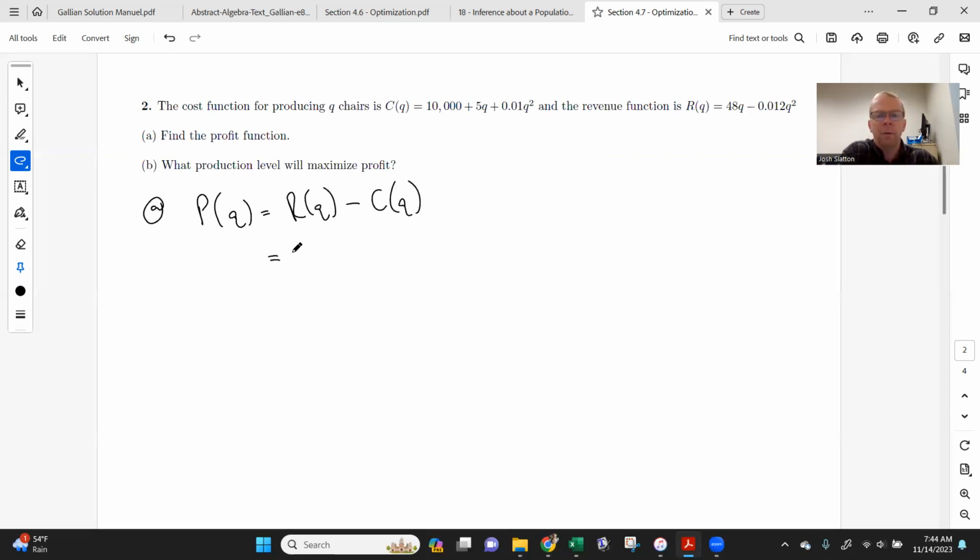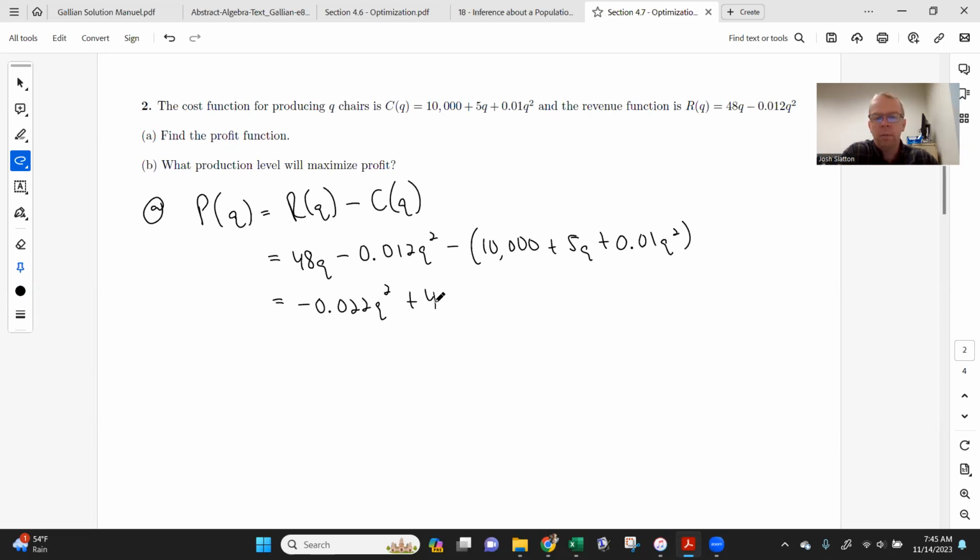And so 48Q minus 0.012 Q squared minus the cost function, 10,000 plus 5Q plus 0.01 Q squared. Combine our like terms, we get negative 0.022 Q squared plus 43Q minus 10,000. And so there's our profit function.